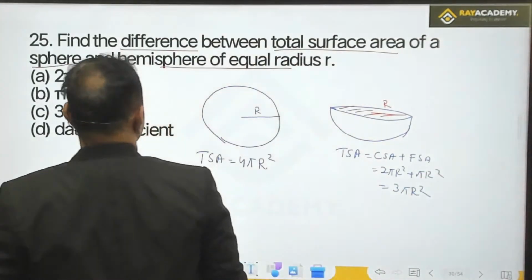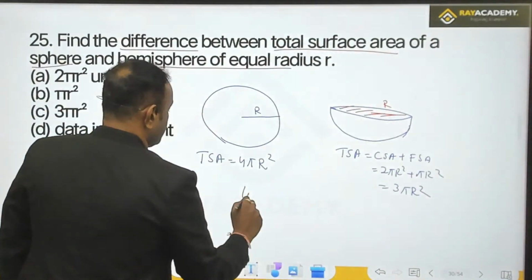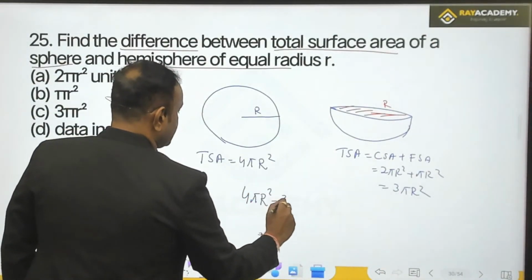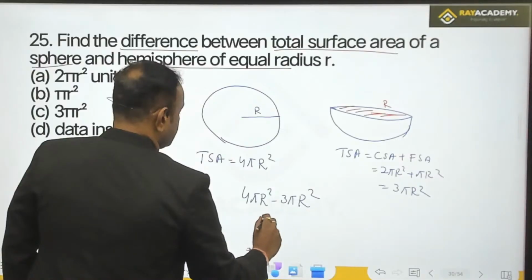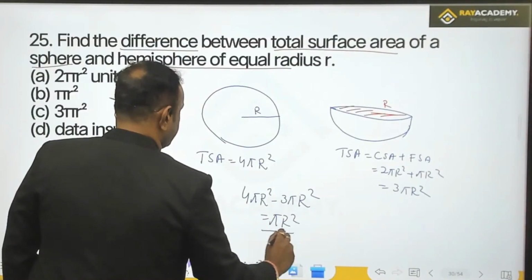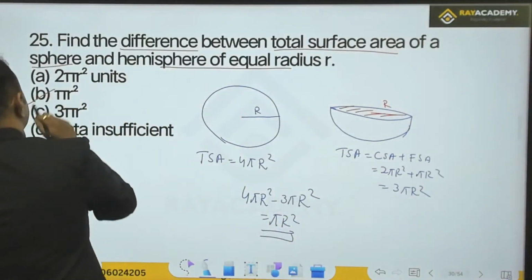So they are just asking the difference. So it is 4 pi r squared minus 3 pi r squared. So that is pi r squared. So the right answer is pi r squared.